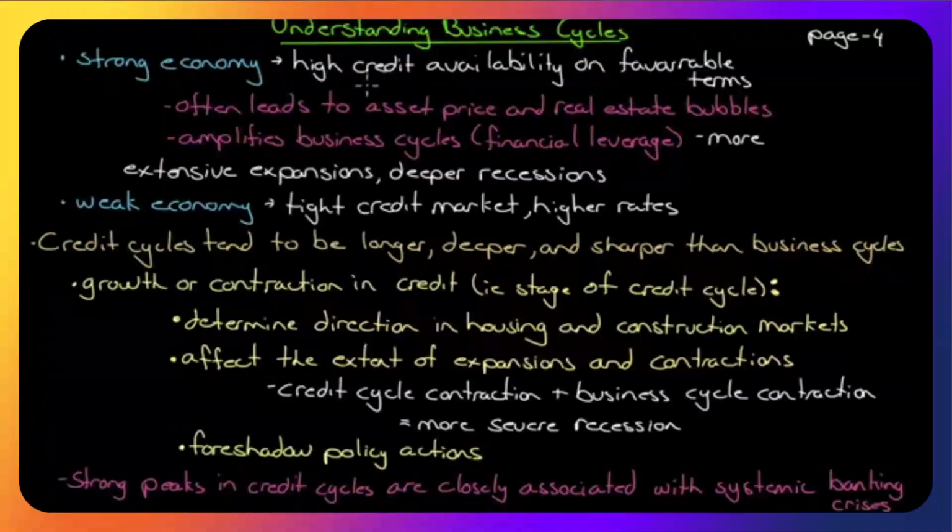In a strong economy, there is high credit availability on favorable terms. Banks are very willing to lend because in a strong economy, default rates tend to drop. So the probability of a loan going bad is lower because there's plenty of cash flow available behind every project or every loan. So there's a lot of credit availability on favorable terms. This often leads to asset price and real estate bubbles.